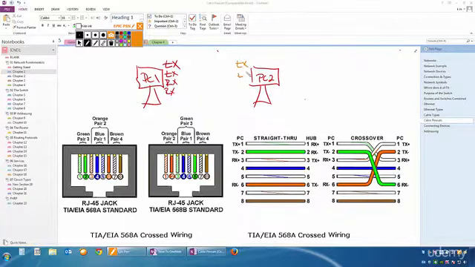Because we know this is transmit, this is transmit, this is receive, and this is receive. So instead of us going in and trying to make changes to the network card, leave the network card the same. And let's take our cable here, and let's take one of these transmits and bring it over to one of the receives. One of the transmits, bring it over to the receive. Then we take one of our receives, bring it over to the transmit. One of our receives, bring it over to the transmit. Now this makes sense.